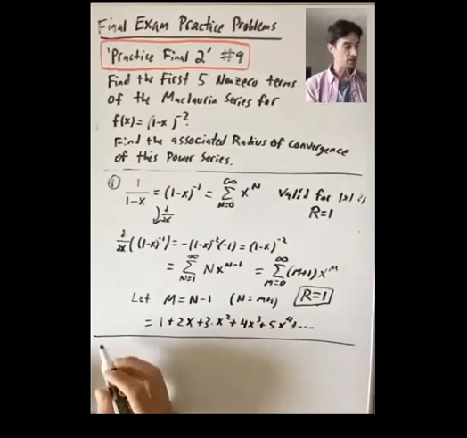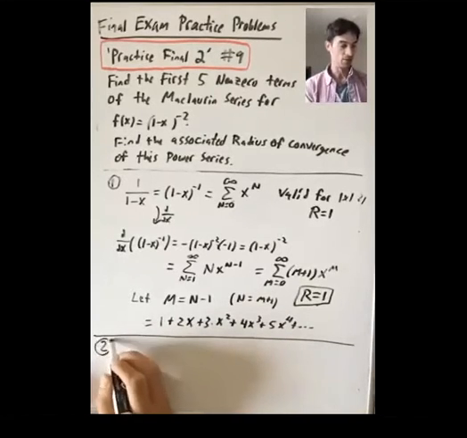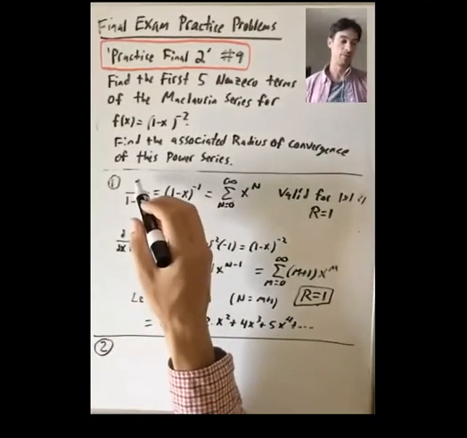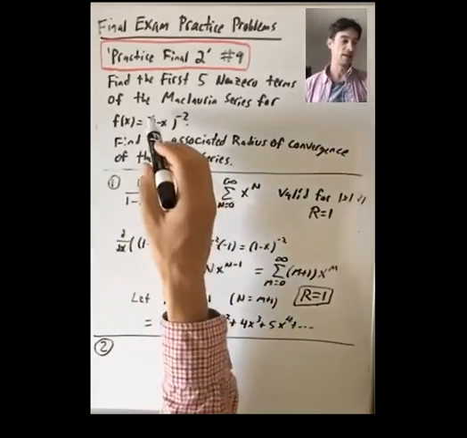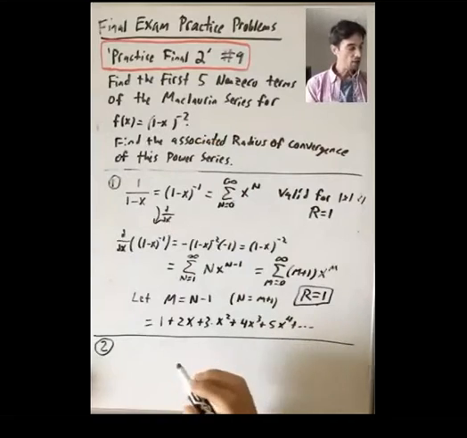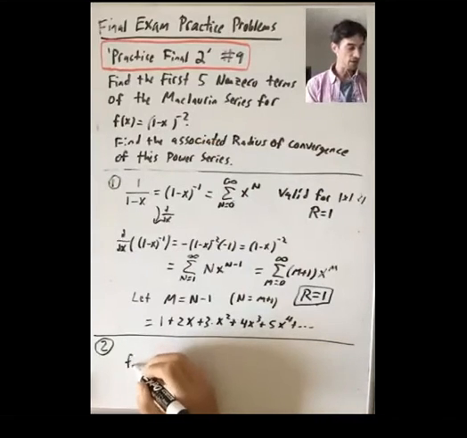I'll start the second solution, but at some point I'll have to pause and erase for space. Suppose you don't see this connection between 1 over 1 minus x and this (1 minus x) to the minus 2. Then how do you write down the Maclaurin series of any function?